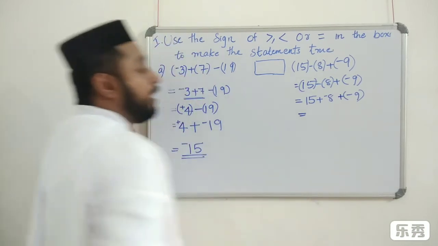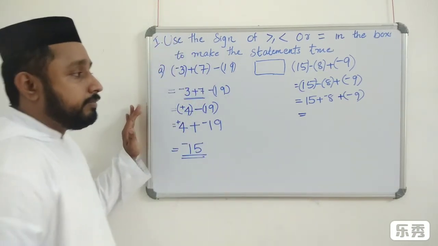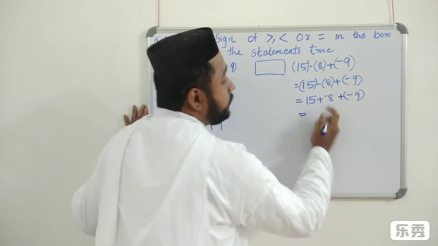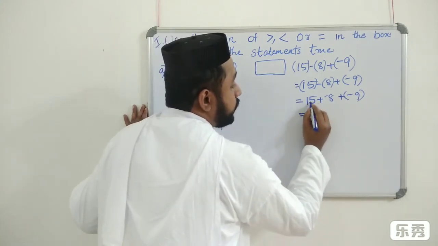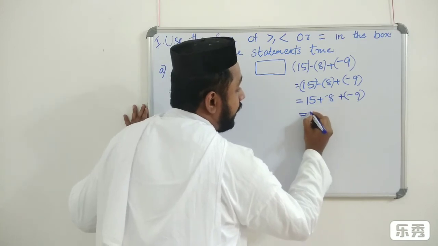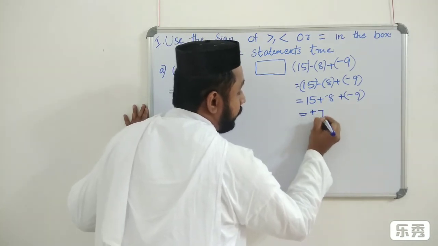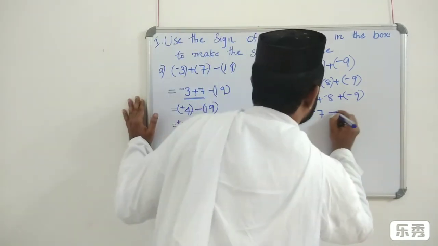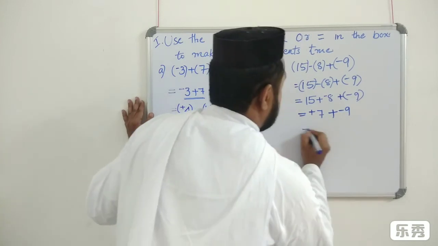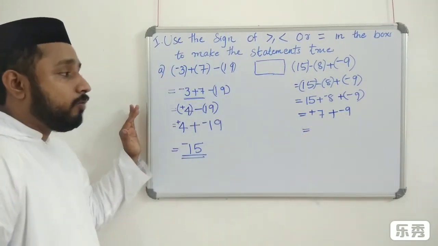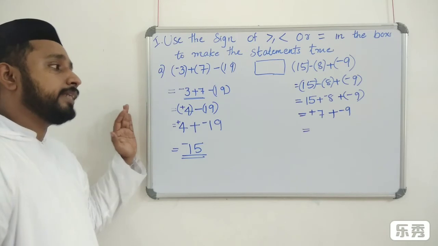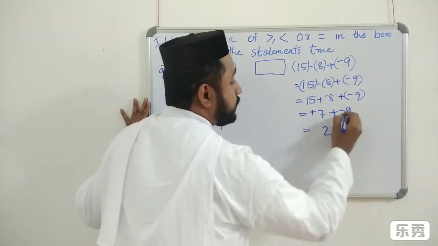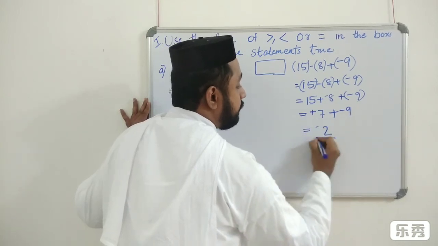Consider the first two. 15 plus minus 8, one is positive and one is negative, so the answer is positive 7. 15 minus 8 is 7, and the sign is positive. Plus minus 9. So 7 plus minus 9, one positive and one negative, so again subtraction. 9 minus 7 is 2, and we put the sign of minus. So the answer is minus 2.